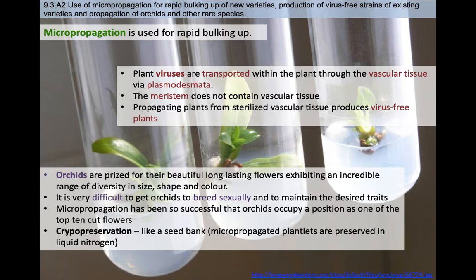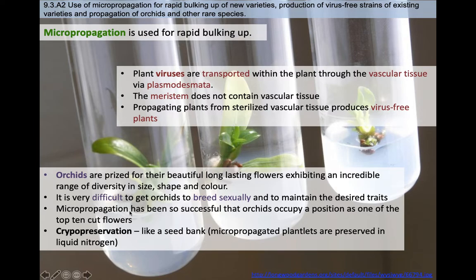So what is the benefit of doing this? We can do this for rapid bulking up. This is just one way we can make lots of different plants. Another great thing about this method is that there aren't going to be any viruses in the plants, because typically viruses are transported in the vascular tissue via the plasmodesmata. The meristematic tissue does not have vascular tissue, so if we take these cells, we know that viruses will not be in them, and when we create these new plants, they will be virus-free. A very common plant that we use micropropagation for is orchids.